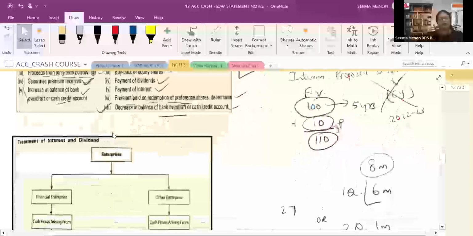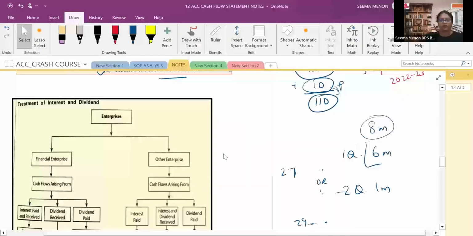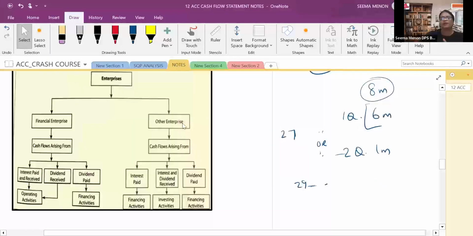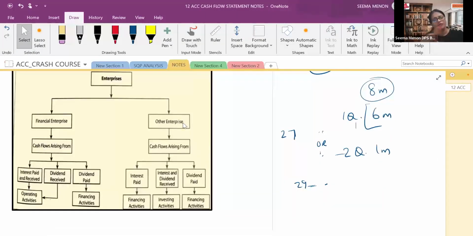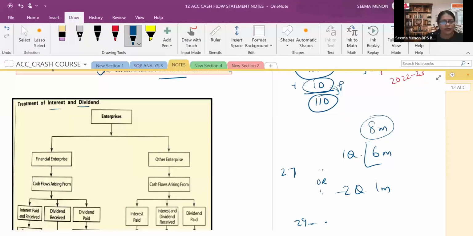Let's again discuss this. This is something very important, and every year there will be 1 or 2 questions from this. 1 question will be in the MCQ and 1 question as a part of the subsidiary question in the 6 marker question. Mostly that is interest on debenture, right? Now let's continue with the same treatment of interest and dividend.